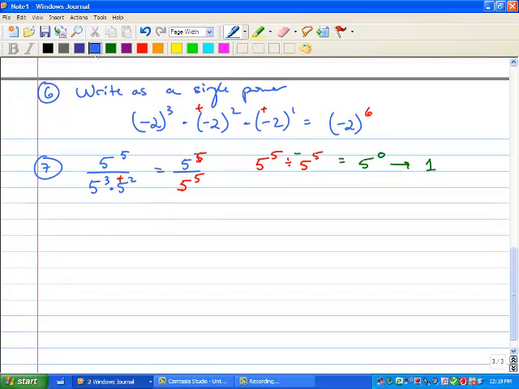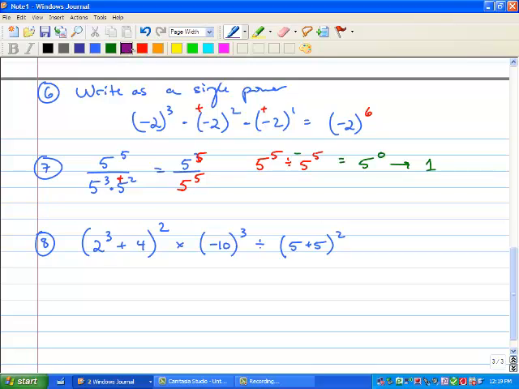All right, final question here. We've got 8, and it says, oh, look at this. (2 cubed plus 4) all squared times negative 10 cubed divided by (5 plus 5) squared. All right, we're going to do our brackets first, and we're going to go 2 cubed is 8, so we have (8 plus 4) all squared times negative 10 cubed divided by, oh, we have 5 plus 5, so we're going to go 10 squared.